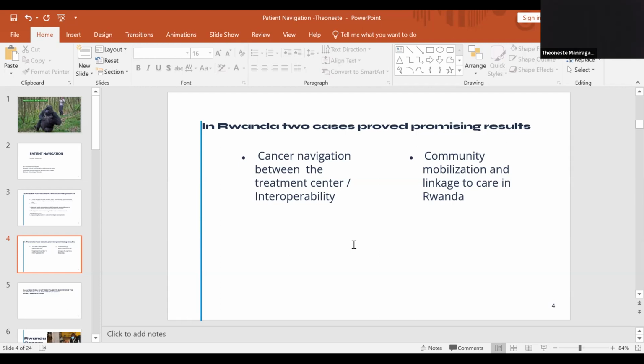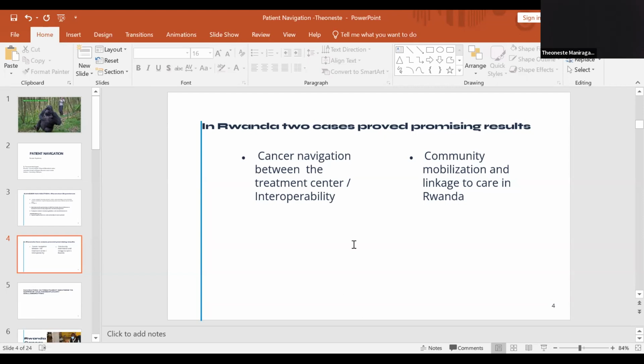So we instituted a program whereby we made a software which would put together all those institutions, and a navigator who will follow the patient throughout the software to make sure that if they finish chemotherapy, they join radiotherapy timely, and doctors don't miss them, and also they can see what has been done in the previous institutions. So that's what the program was.